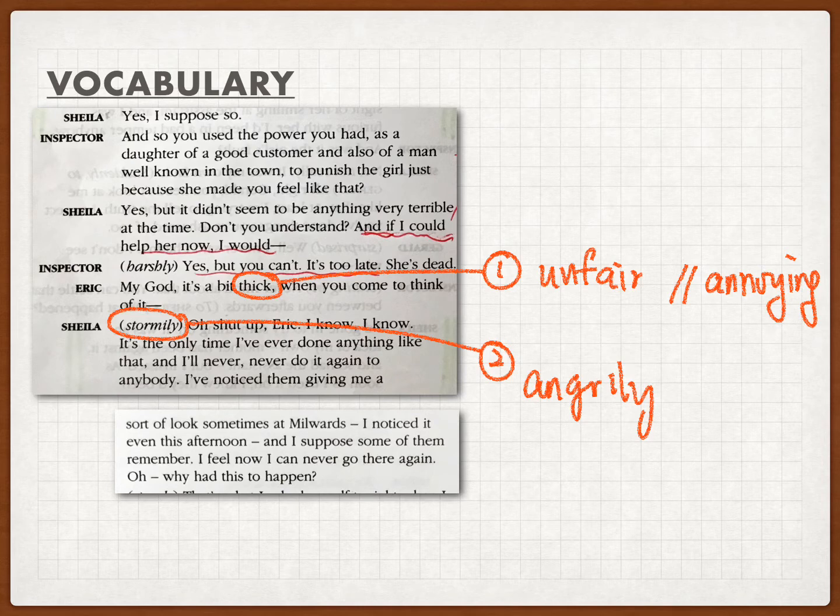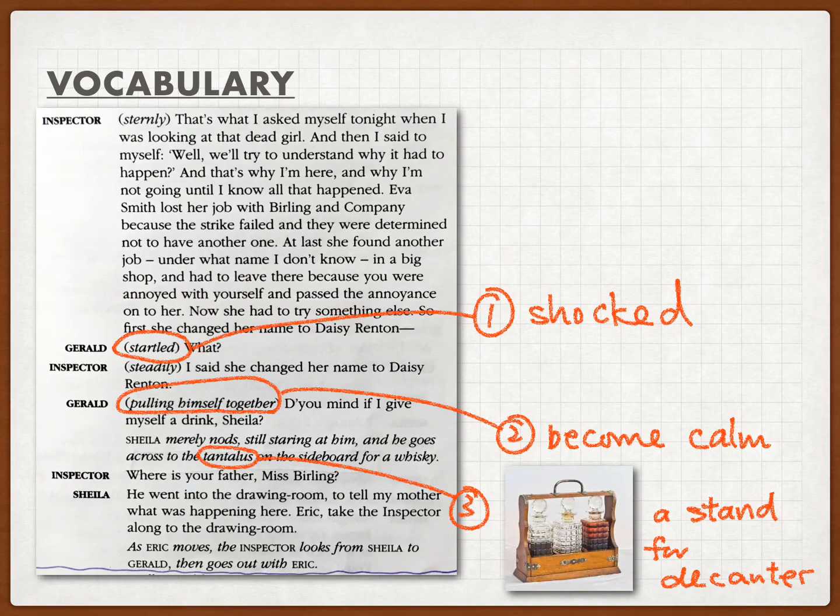And then Sheila replied immediately, stormily. It means angrily. She was angry when Eric said that this was unfair to Eva Smith and it was annoying. Okay, and when the inspector mentioned Daisy Renton, the new name of Eva Smith, Gerald startled. It means he was shocked. And then a moment later, he pulled himself together. It means he became calm again. And then the next word, Tantalus. Tantalus is a stand for a decanter, like for bottles of wine. So Gerald walked to the Tantalus, the stand where the wine was put.